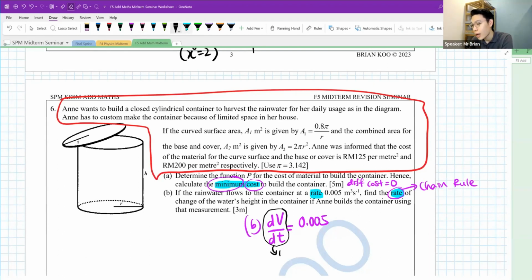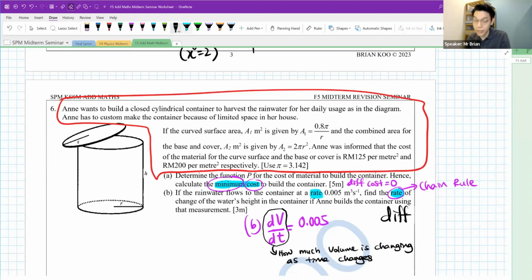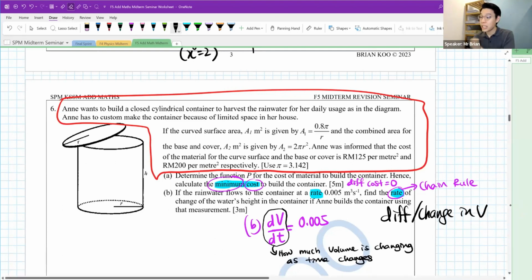This means how much volume is changing as time changes. dV, D means difference, or D means the change in V. The change in the volume. D means difference or change. They are similar in meaning. The change in the V as the time changes, as the time goes by. So this is how much the volume will change as time goes by.